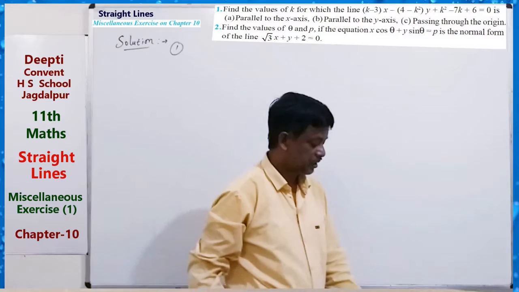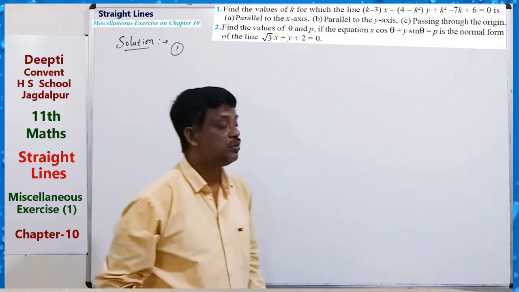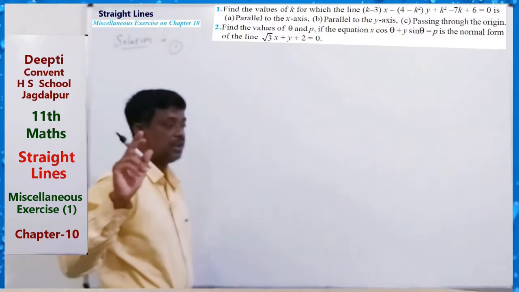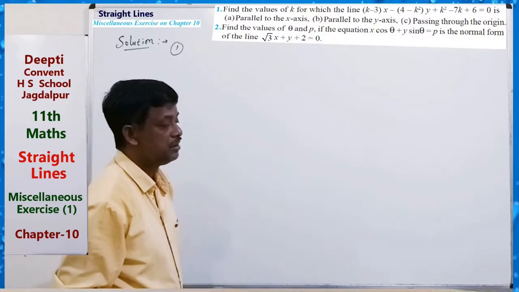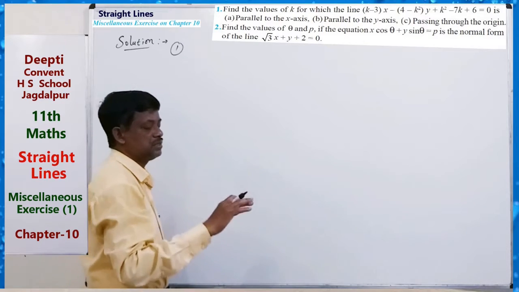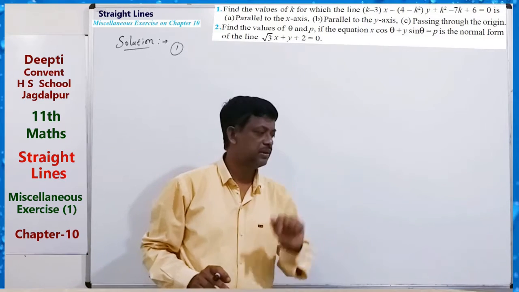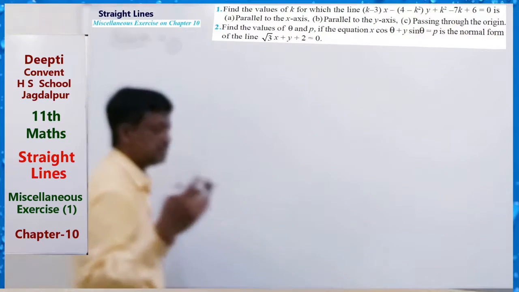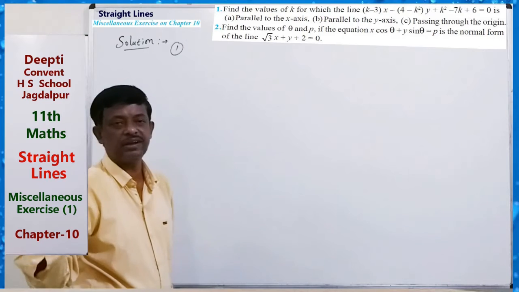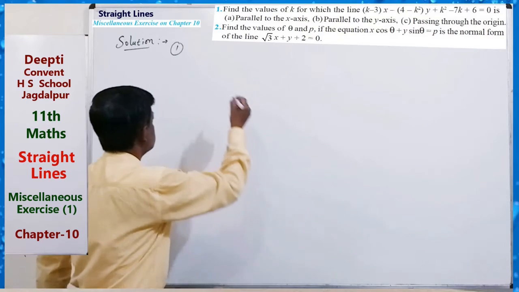Question 1. Find the value of k for which the given line is parallel to the x-axis, parallel to the y-axis, and passing through the origin. There is a value k in the given straight line, and we just have to find the value of k.